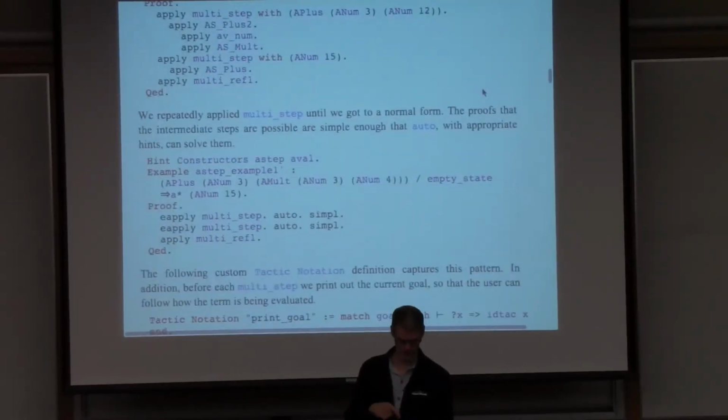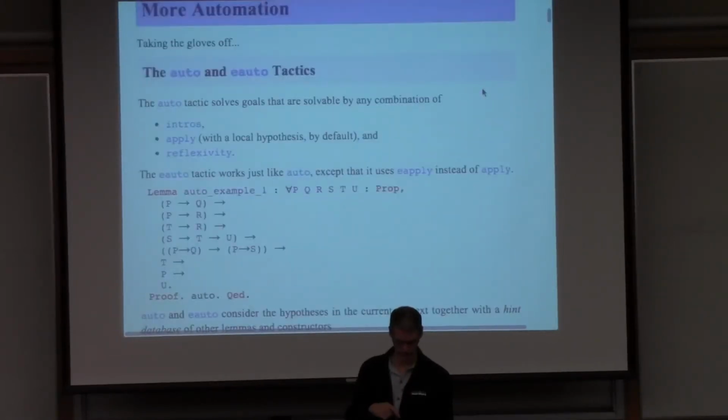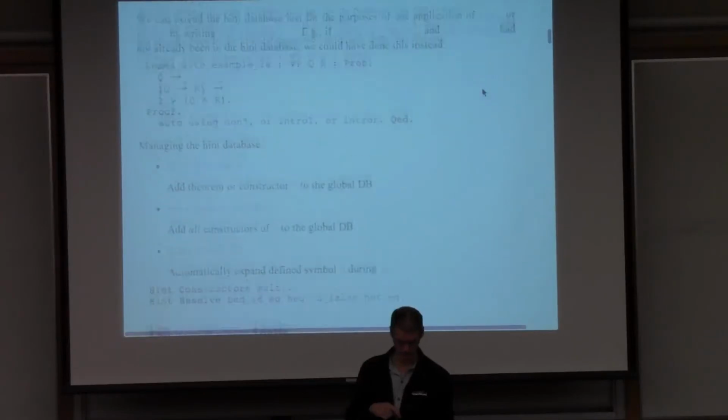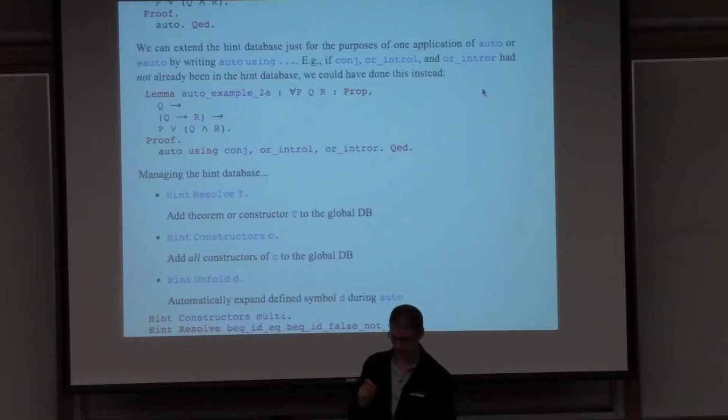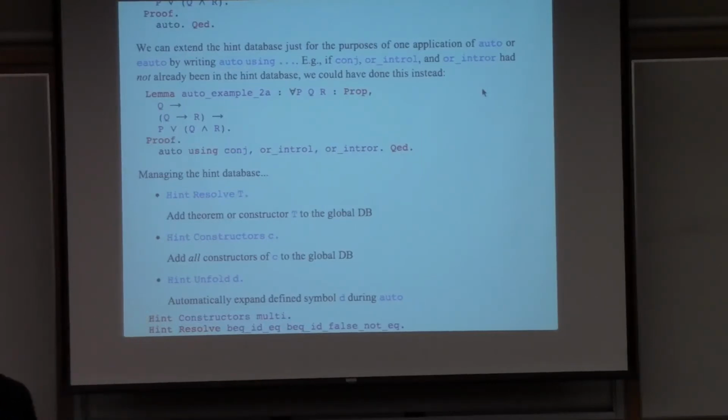Now let's see, where did E-auto get explained? I didn't explain E-auto. Let me explain E-auto. E-auto is a variant of auto that, instead of using apply, uses a tactic called E-apply. Okay, so now let me explain E-apply.